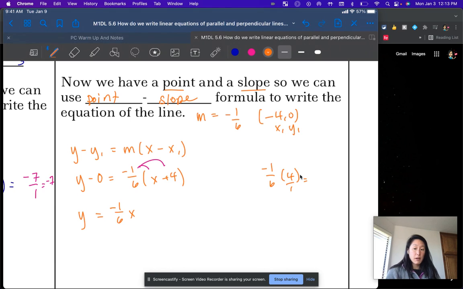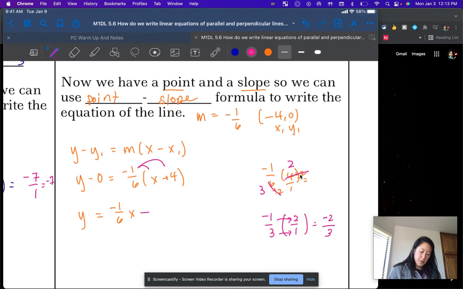Okay, if you do not like cross simplifying, actually, I can see that I have a 4 and a 6 here, and I know 2 divides out of both of those, so I'm going to do 4 divided by 2 and 6 divided by 2. 4 divided by 2 is 2, and 6 divided by 2 is 3, so now I have negative 1 over 3 times 2 over 1, which is multiply straight across, negative 2 over 3. So we're subtracting 2/3. So negative 4/6 is the same thing as negative 2/3.